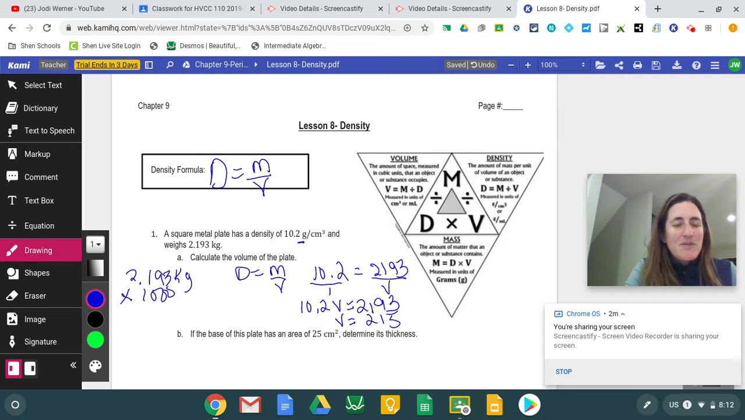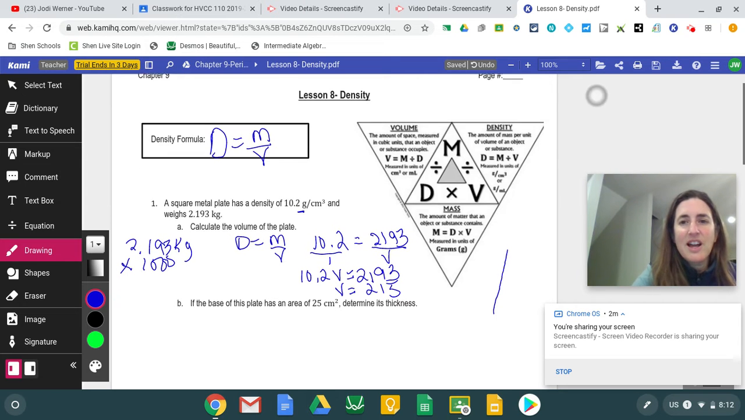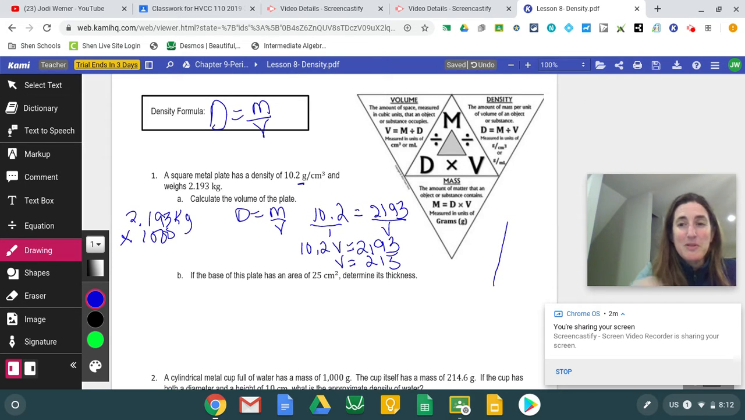Okay, now it says if the base of this plate has an area of 25 centimeters squared, determine its thickness. Oh, I didn't mean to do that. That's crazy. I didn't mean to write that over there. Okay, so it says it has an area, and I know its volume. So I know volume is big B times H, and the H in this case would be like the thickness of the plate. And I know its volume is 215.